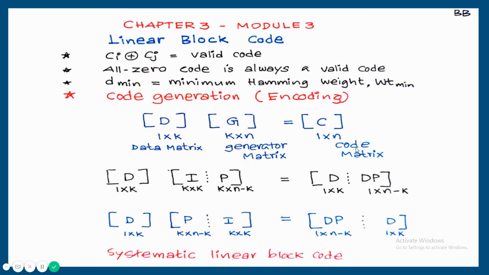Both are systematic. So for generating a code, what are the requirements? We need data bits and a generator matrix. After multiplication of these two, we are able to get the code word. This code word is going to be transmitted. At the receiving side, the receiver can verify whether an error is there or not. If an error is there, it is going to be corrected. That we'll study under decoding.